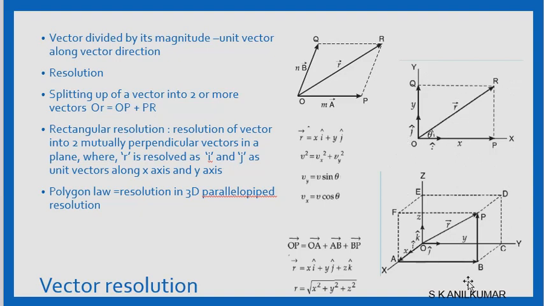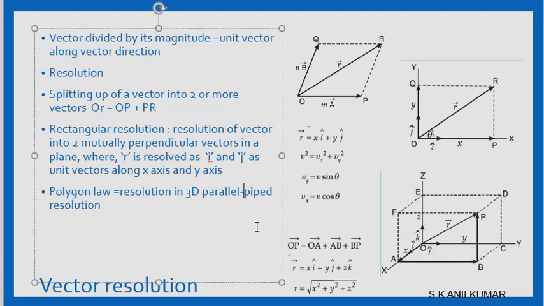What is the polygon law? It involves a three-dimensional parallelepiped. This is how we resolve. Suppose one force is acting from A to B and another force is acting from B to P, then along OA, OB, OP, we resolve OP as OA plus AB plus BP. This is a parallelepiped resolution, the polygon law.